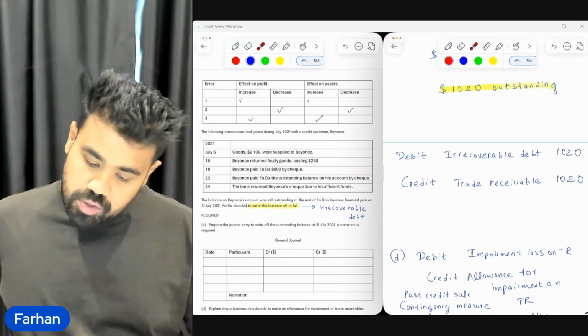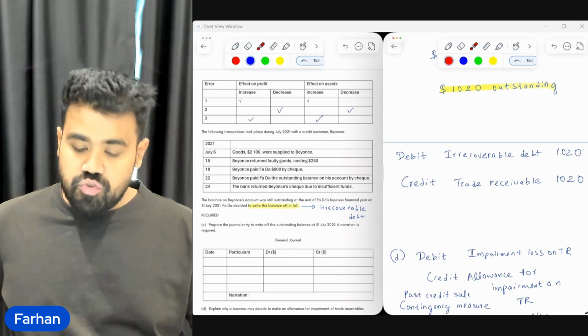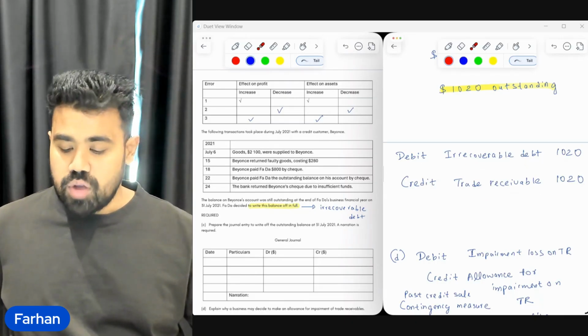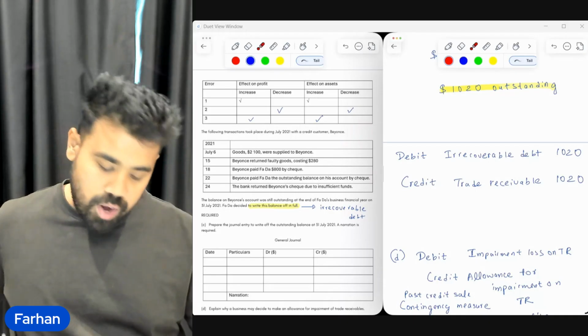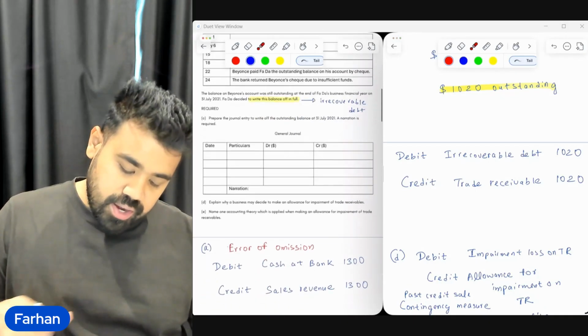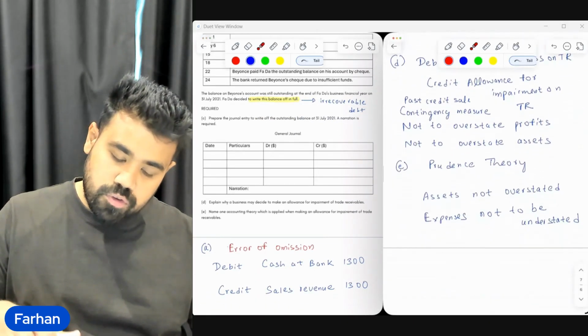Now, so what is happening based on this transaction? We're increasing an expense and we are reducing an asset. All right. Now, what about Part D and E? We are going to discuss those together.